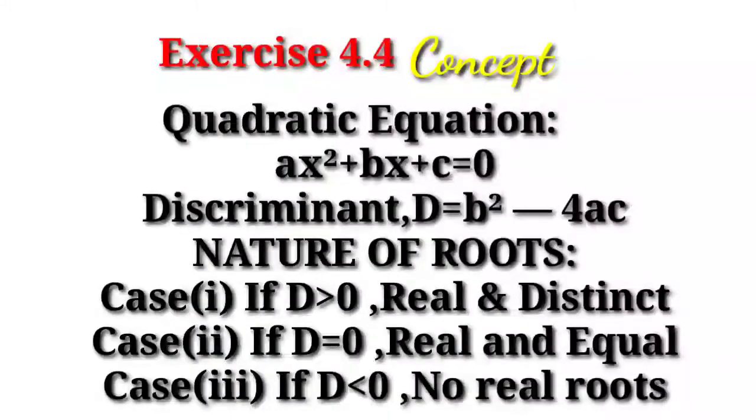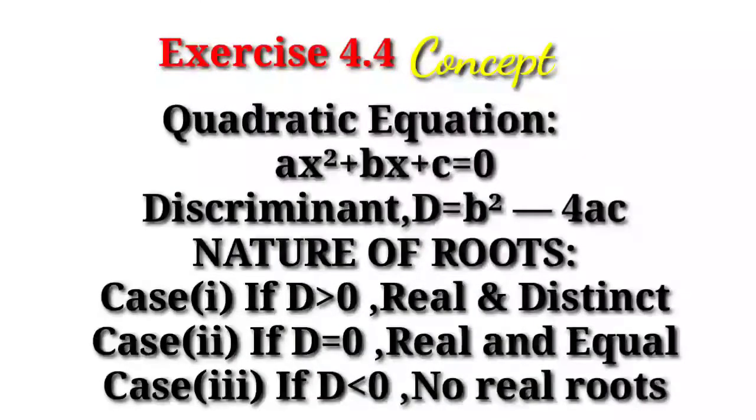See it. We all know the quadratic equation is in the form ax square plus bx plus c equals to 0. For finding the nature of roots, we have to find the discriminant. That is represented by the letter D, and the value of the discriminant is found by b square minus 4ac. This is the formula for finding the discriminant, okay? When we solve b square minus 4ac, then three things will happen.